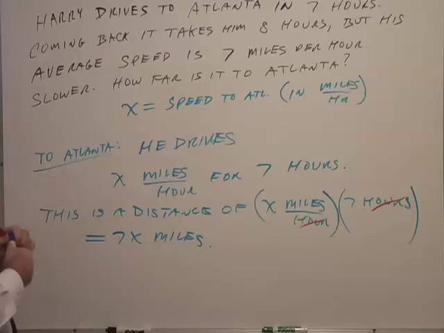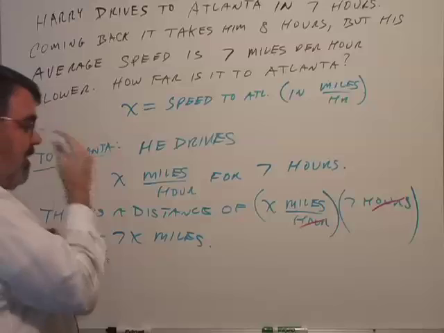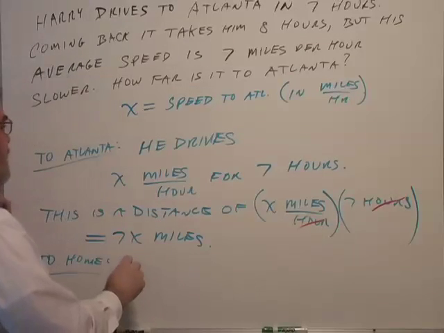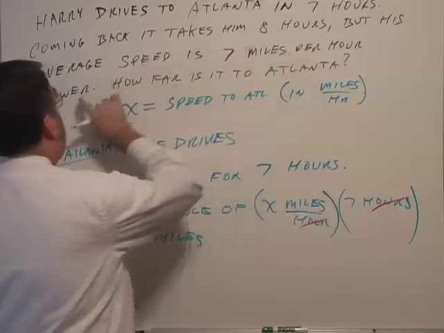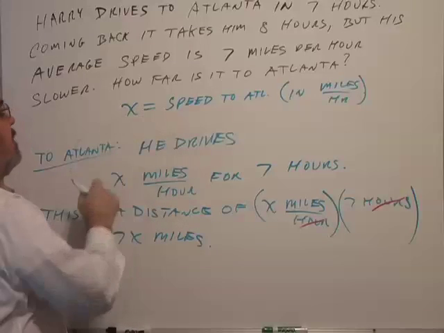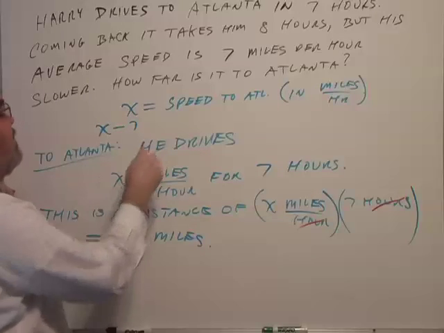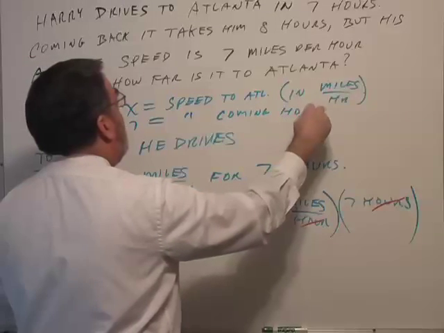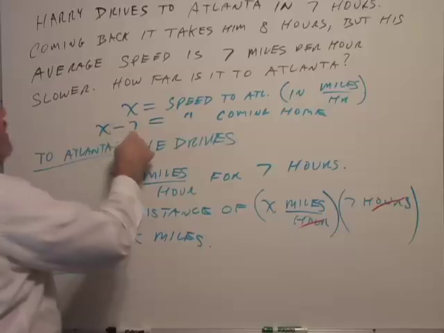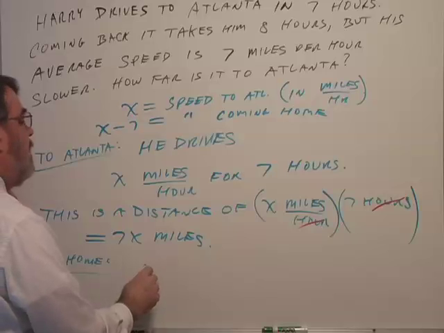Now, going home, we're coming back, and I'm running out of room here. So I'm going to skip writing all these sentences out. But if you take his speed, and his speed is now what? It's 7 miles per hour slower than it was up here. So his speed coming home would be what? It's x minus 7 is the speed coming home. And notice that I'm taking x miles per hour, subtracting 7 miles per hour. My units are consistent.